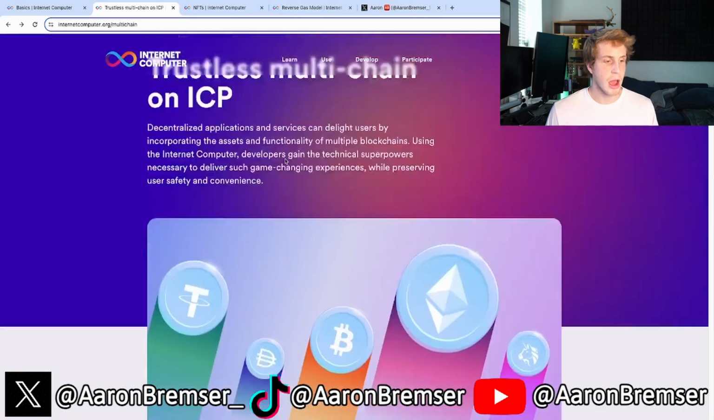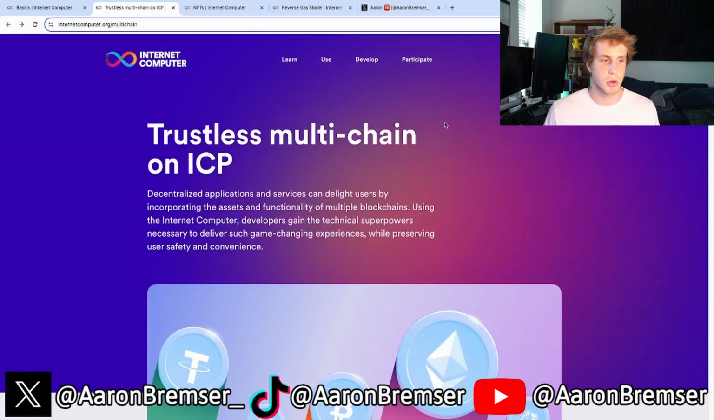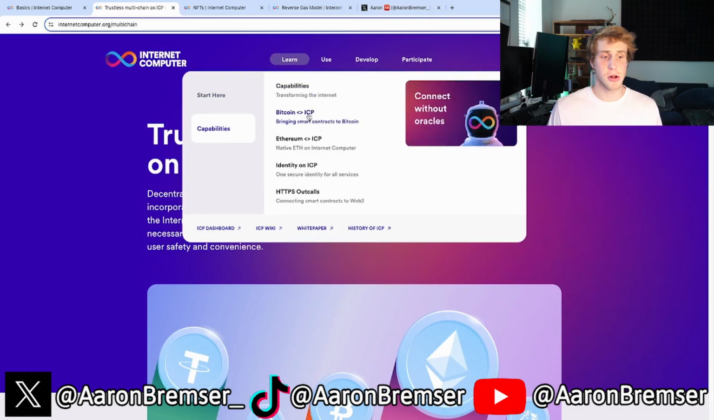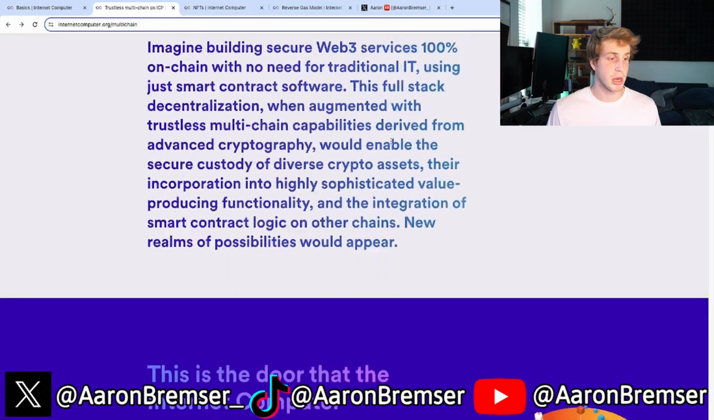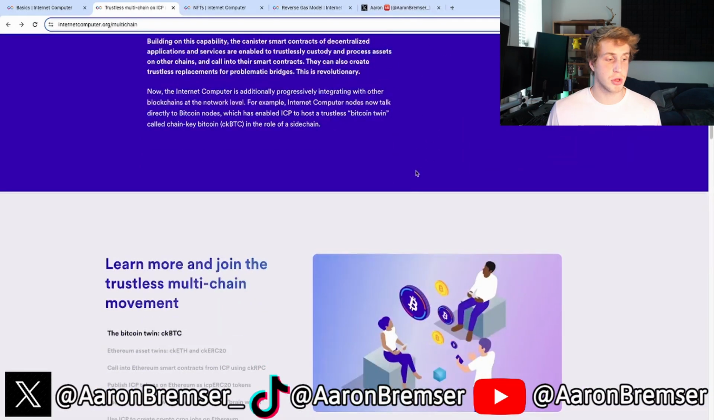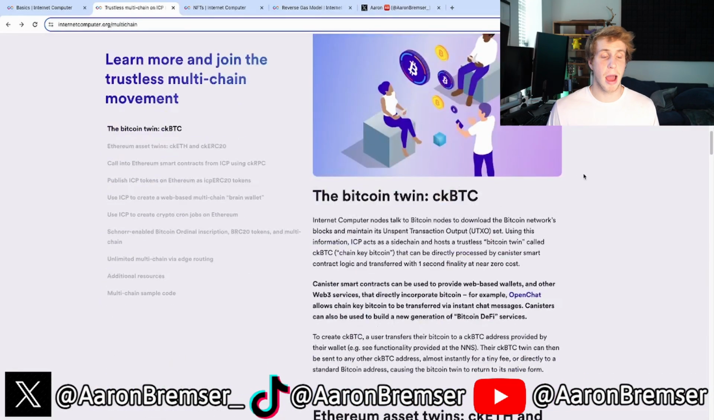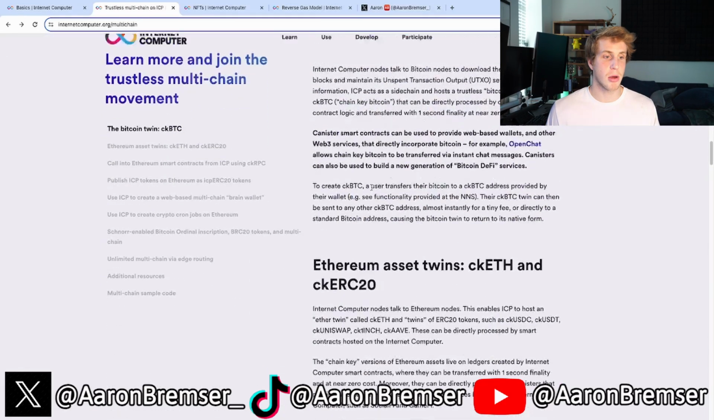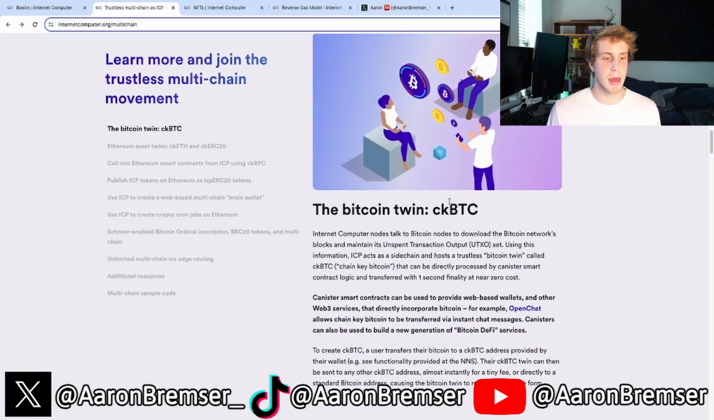Now, in the past year or so, there have been 2 major integrations on the internet computer. There have been the Bitcoin internet computer integration and the Ethereum internet computer integration. And because of those 2 integrations, there's been some really cool things that have come out of those integrations. Now, down here, let's talk about the Bitcoin twin CKBTC, which could be seen as a competitor to the Lightning Network.